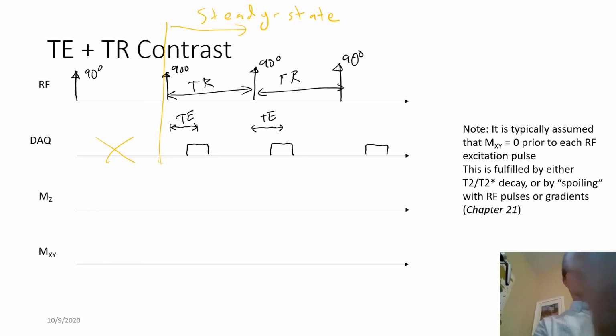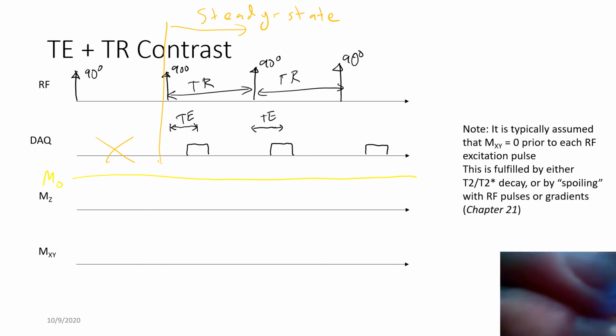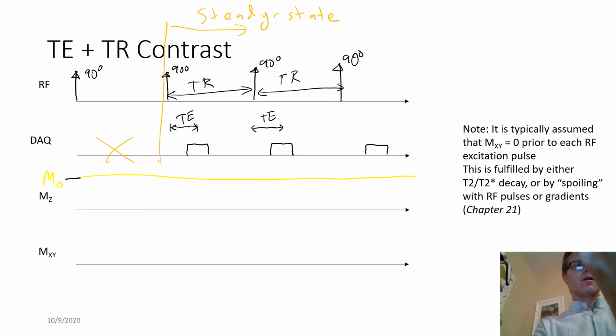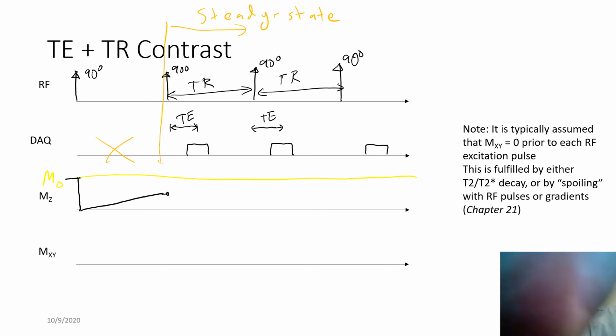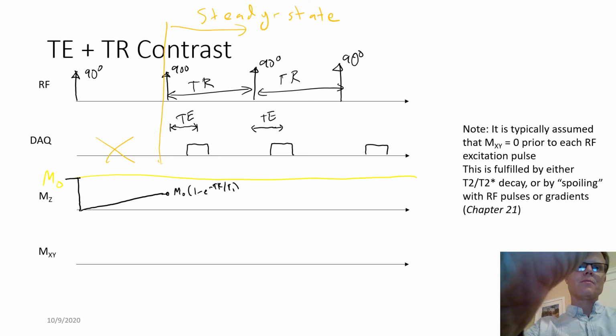Okay, and let's add in our drawing of our net magnetization. We're going to want to come out of this with a solution for what the signal weighting is, both with TE and TR. So we start at equilibrium, MZ is M naught. At our 90-degree pulse, there is some small amount of T1 recovery. Now what we derived before was that the amplitude of MZ here was going to be M naught times 1 minus e to the minus TR over T1.